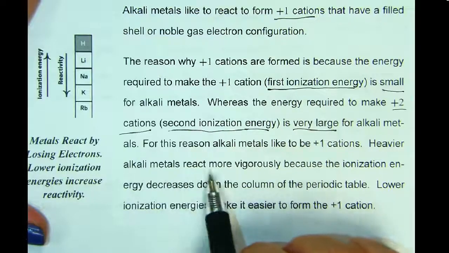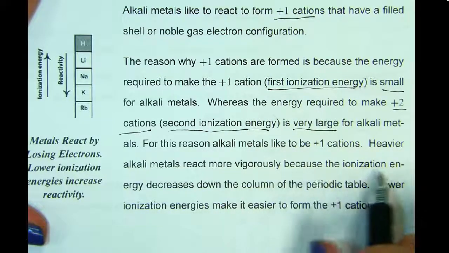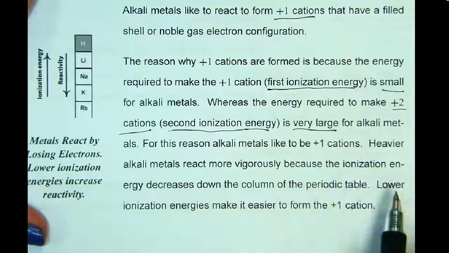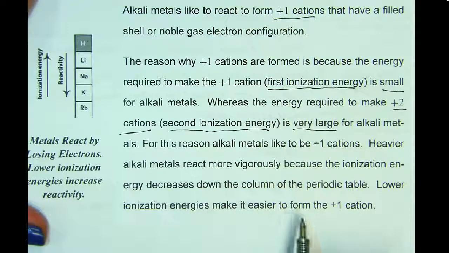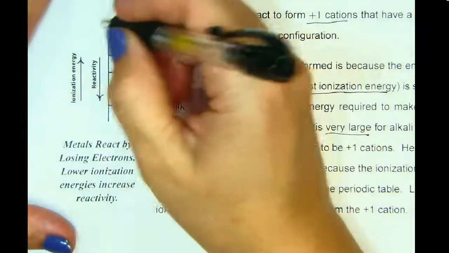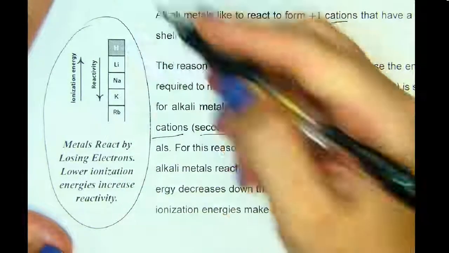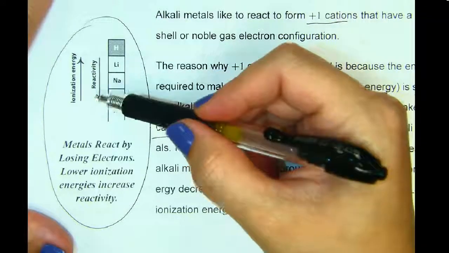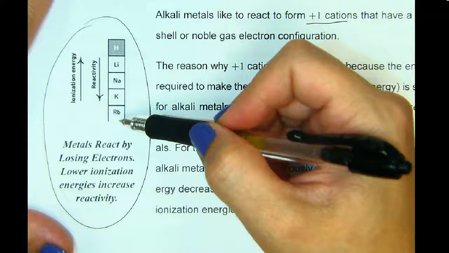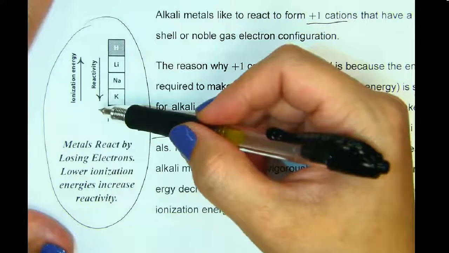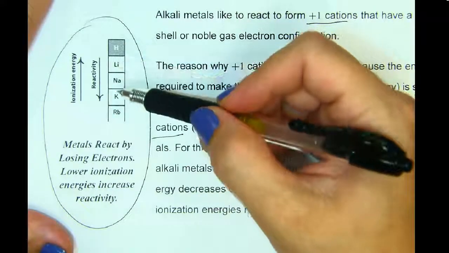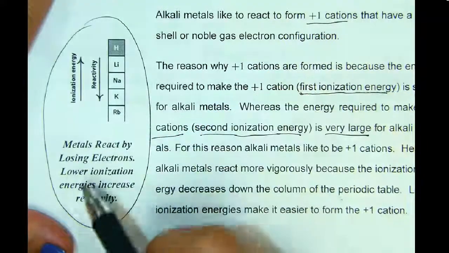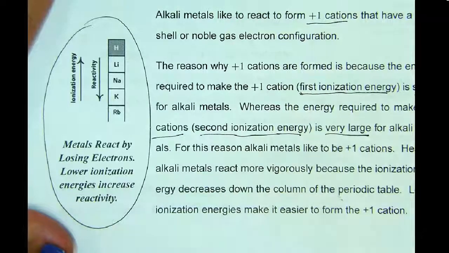Heavier alkali metals react more vigorously because the ionization energy decreases going down the column on the periodic table. Lower ionization energies make it easier to form the +1 cation. So here, as you go down the family for alkali metals, the ionization energy decreases going down the family, which means the reactivity is going to increase. It's a more violent reaction the further down in the group you go. Metals react by losing electrons: lower ionization energies mean increased reactivity.